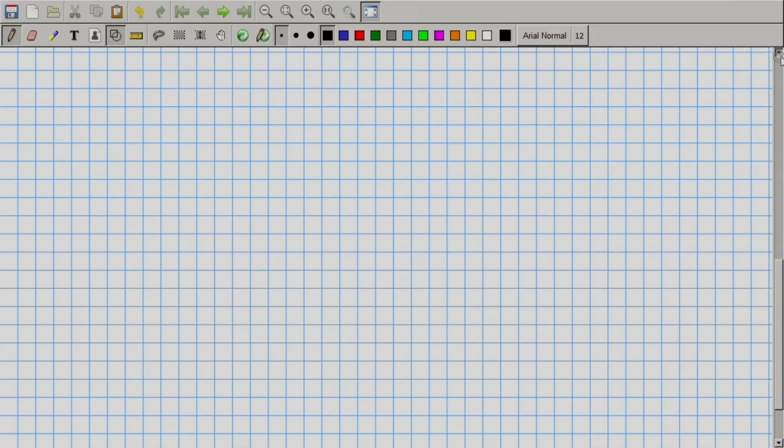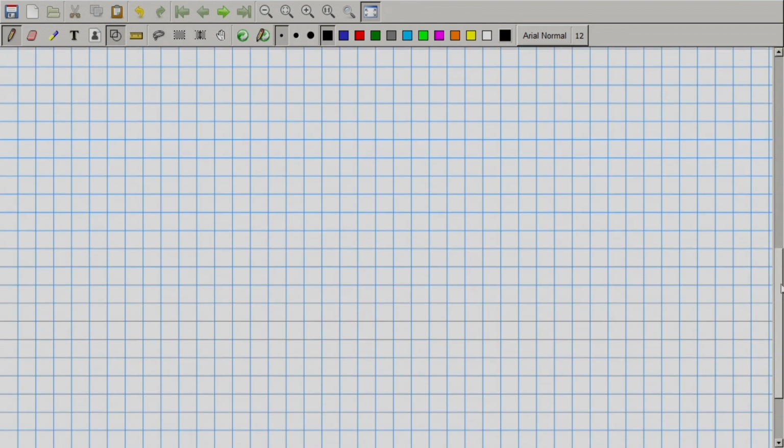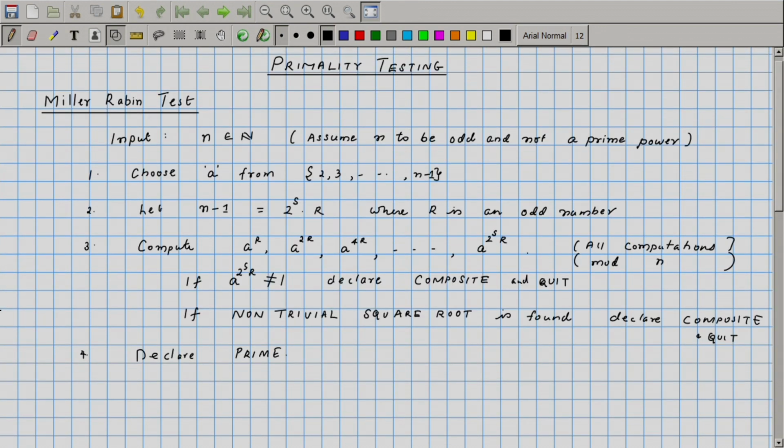We were looking at the Miller-Rabin test in the previous class. So, the steps in Miller-Rabin are as follows. We will assume that the input is an odd number and not a prime power. We choose a random A and compute A raised to R, A raised to 2R, A raised to 4R and so on up to A raised to 2 to the S times R. Now, 2 to the S times R is equal to n minus 1.